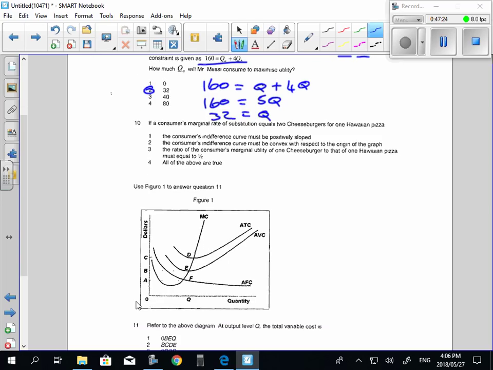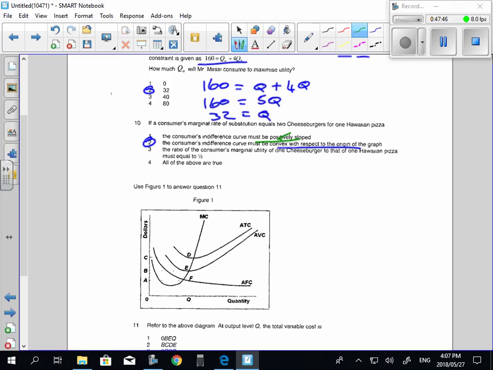Number 10, if the consumer's marginal rate of substitution equals 2 cheeseburgers for 1 Hawaiian pizza, it means that the consumer's indifference curve must be convex with respect to the origin to the graph. Indifference curves are not positively sloped, they're always negatively sloped.